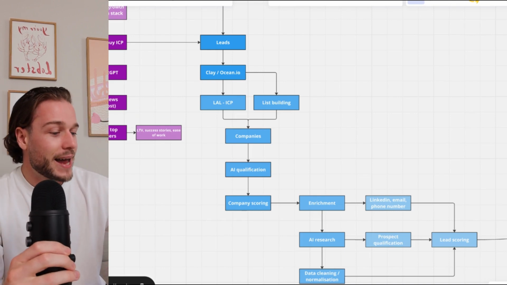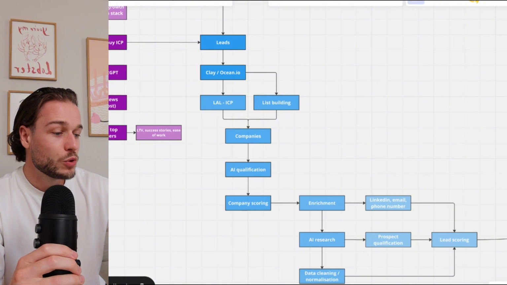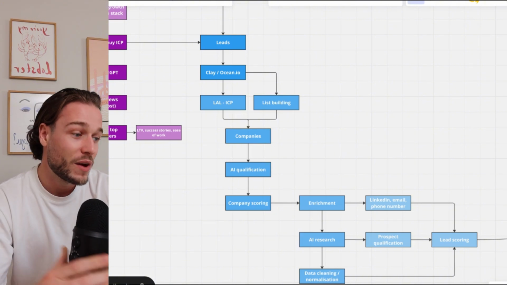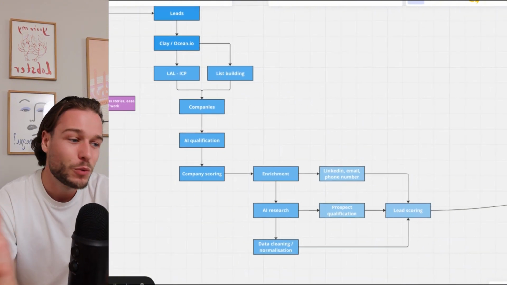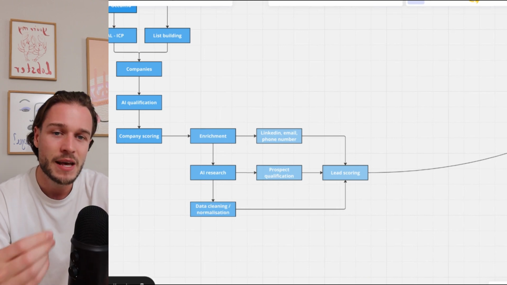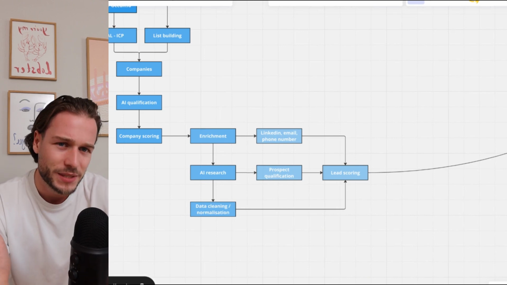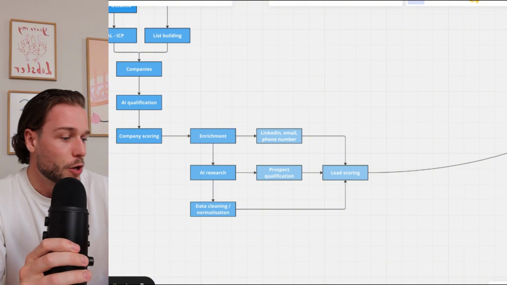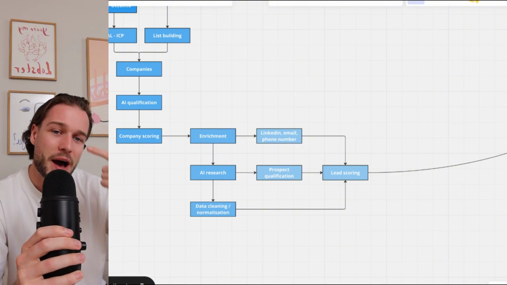Now that we have scored the companies, we want to enrich these companies further with people. So we want to find people within these companies to actually reach out to. Again, this goes back to the ready to buy segment, the research that we found, and the job titles within that as well. We want to enrich them with LinkedIn, email, and phone number.